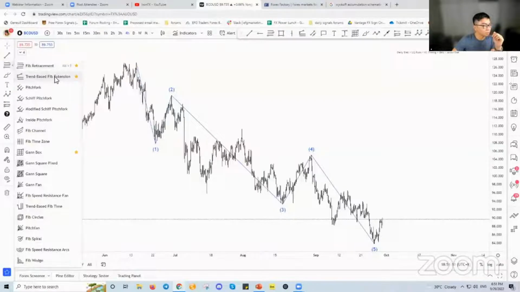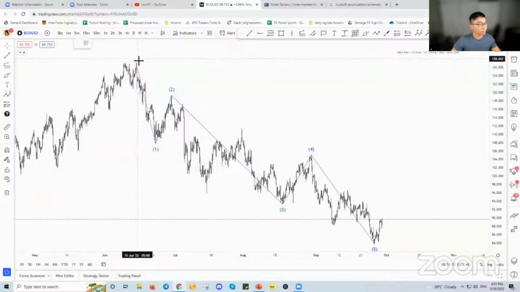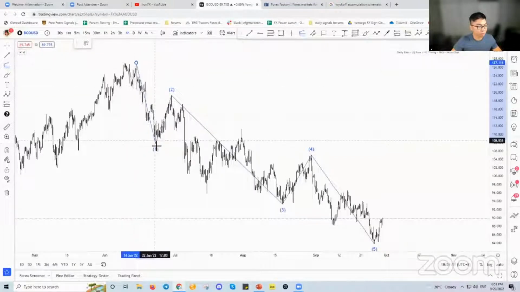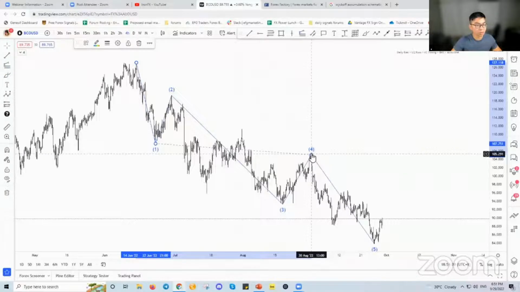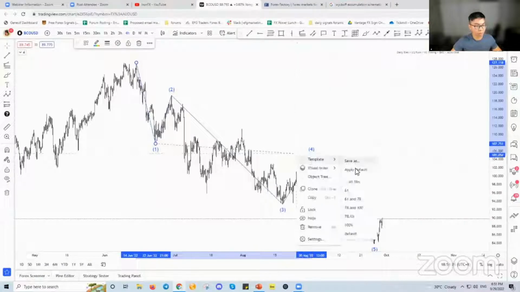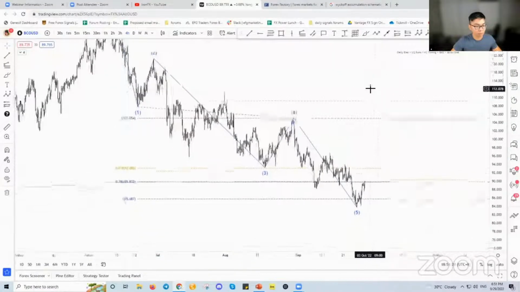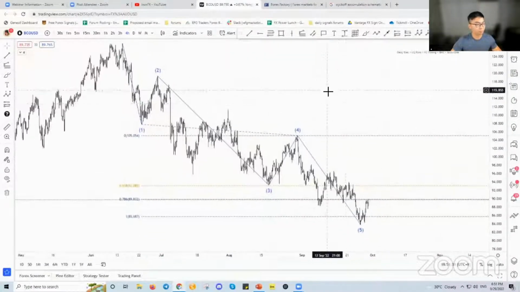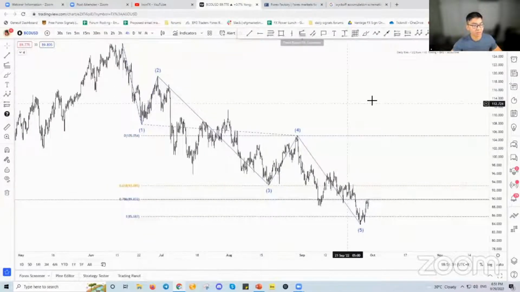So the trend-based Fib extension, I link it to the top from wave 0 to wave 1, and then I move it on to wave 4. Let me show all Fibs. Okay, take a look. This is the trend-based Fib extension.